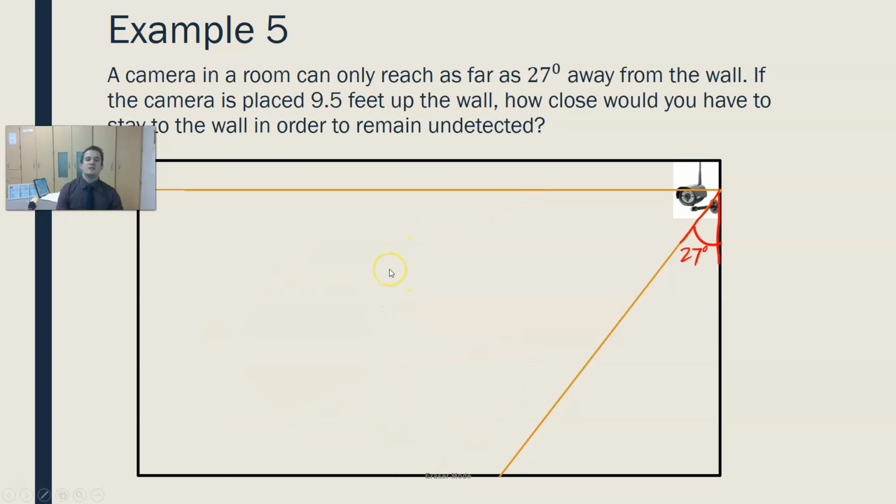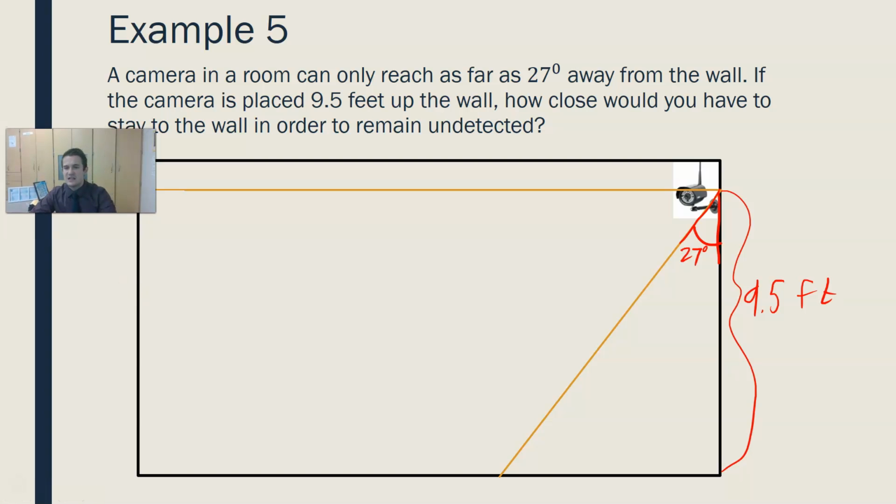Okay, so if the camera is placed 9.5 feet up the wall, so right up here, this distance right here is 9.5 feet. That's how high up on the wall my camera is. How close would you have to stay to the wall to remain undetected? So here you are, crawling on the ground, trying to remain undetected. You're trying to stay as close to the wall as you can, but you want to steal as much art as you can. So how far away from the wall, this distance right here, how far away can you get without being detected?